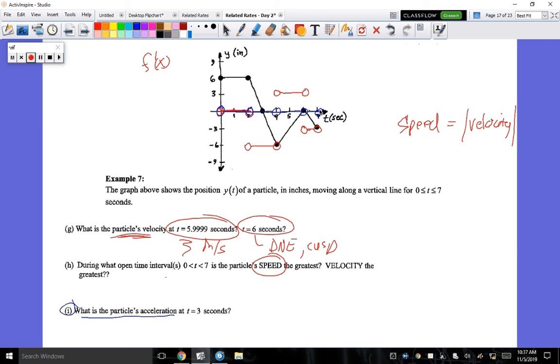Now, during what open time interval is the particle's speed the greatest? So to me, the speed is the greatest... Let me show you real quick what this is talking about. V of t and A of t. Okay, we're going to graph these out. With me? Alright, so let me show you briefly how to look at these number lines in reference to number lines.